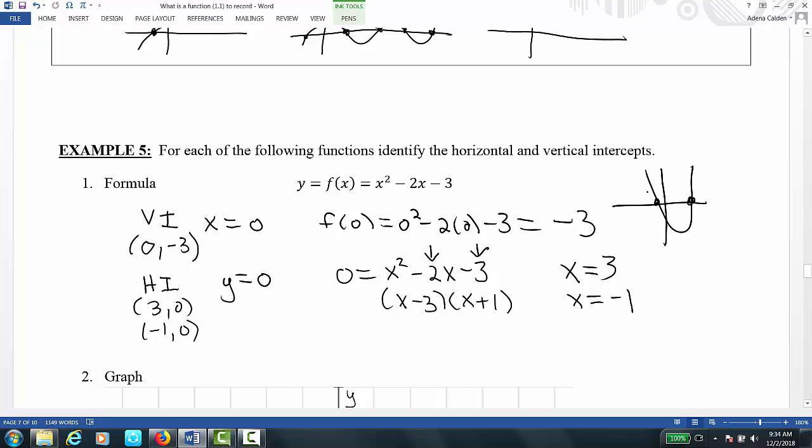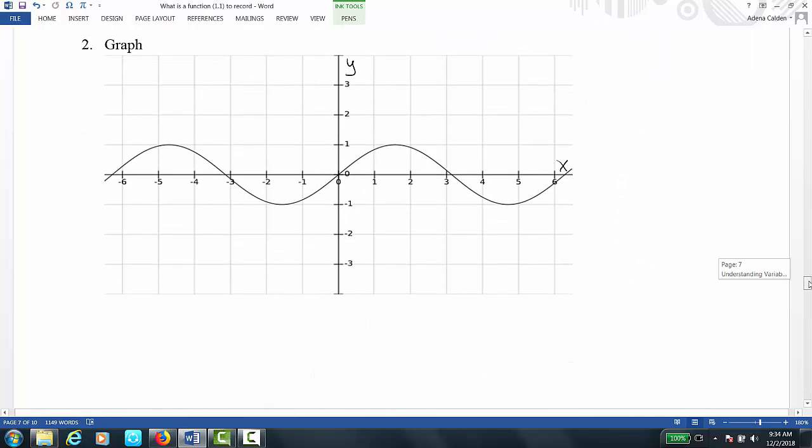If we want to do this based on a graph, we would take the picture of our graph and look for the places where our intercepts happen. So again, we'll start with the vertical intercept. The vertical intercept is what happens when x equals 0. So we're looking on the vertical line and we see that it intersects at 0, 0. Again, a vertical intercept can happen one time or no times, but here it happens once.